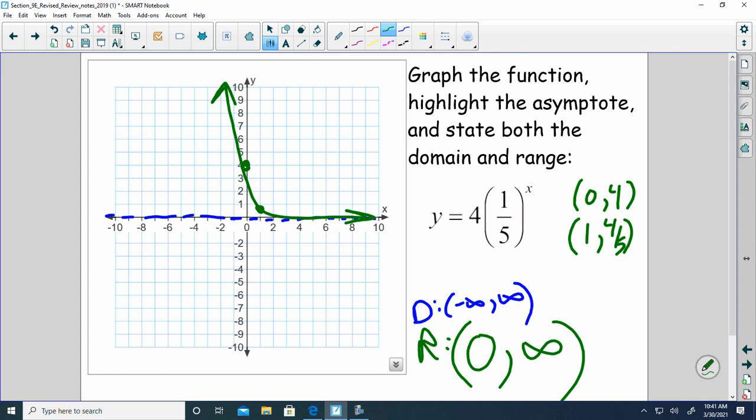Is that okay? So basically, the range is the asymptote, rounded bracket, asymptote, to infinity. If it opened downward, it would go negative infinity up to asymptote. Does that make sense? Cool.